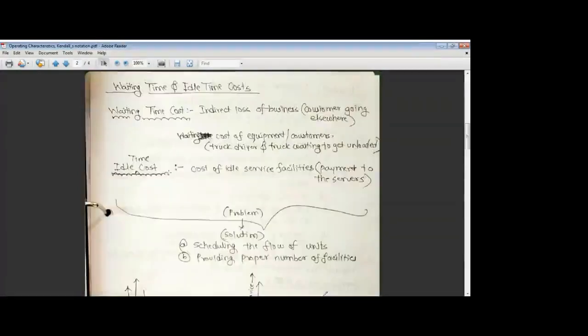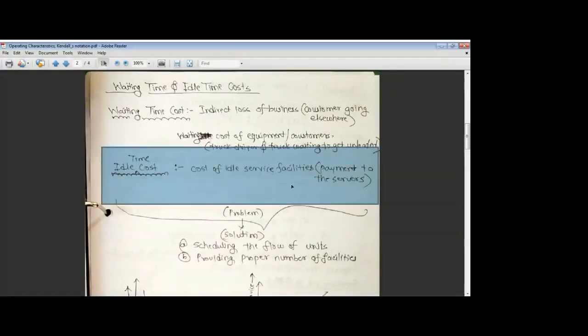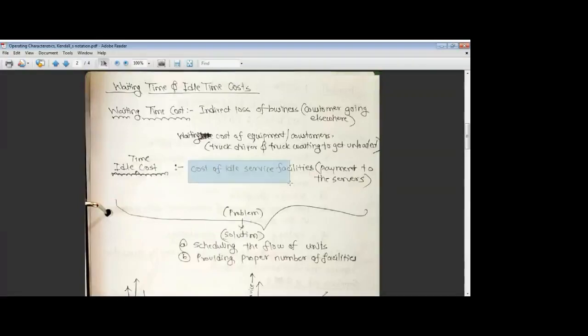It is the cost to the service facility which is remaining idle, right? So the cost of an idle service facility: even if there is no customer, the owner of the facility will have to pay its servers. All those servers are getting paid and they are not doing any work, so that is nothing but the cost of the idle service facility. For the waiting time cost, there is too much demand for that particular facility, and in idle time cost, there is no demand for that service facility.